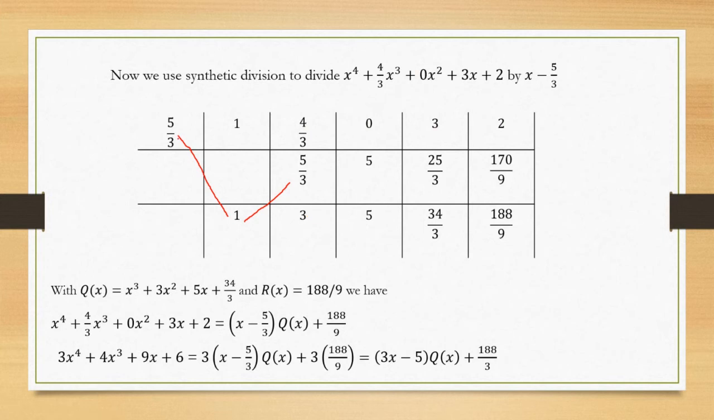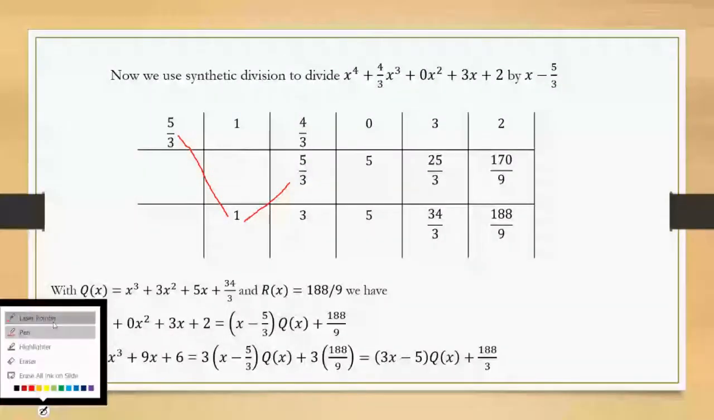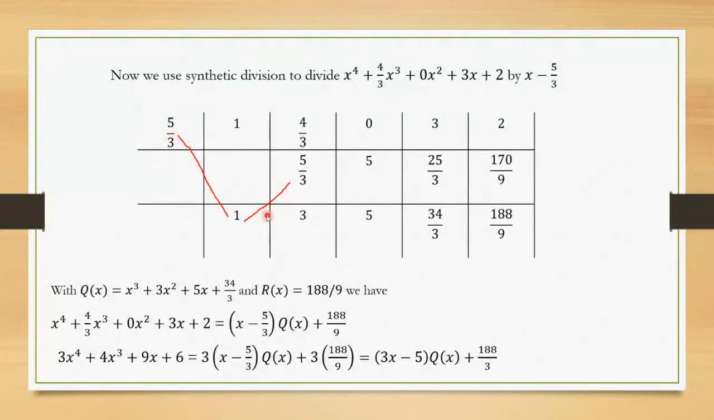And then we do the same thing. We repeat, although we repeat on this number. 5/3 times 3, that's 5. Put it here and add. 0 and 5 is 5. 5/3 times 5, well, that's 25/3. We add 3 and 25/3. If you were to add them, you can write 3 as 9/3. You have to have a common denominator. When you add, you get 34/3.